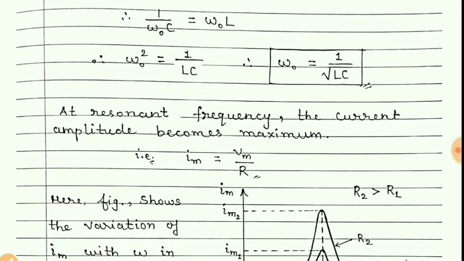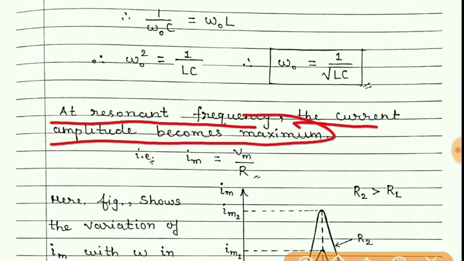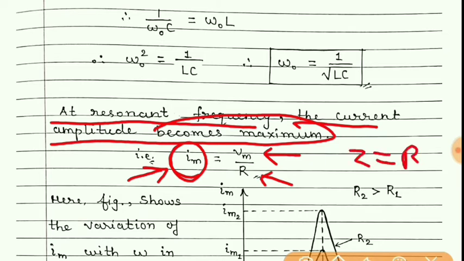Now students, at resonant frequency, the current amplitude becomes maximum. As I said, this value will increase, and so now Im is equal to Vm upon R, because Z is equal to R. So in place of Z, we have now put R.